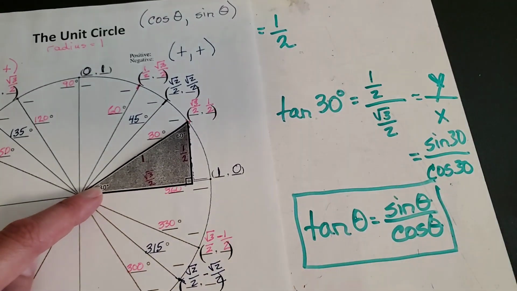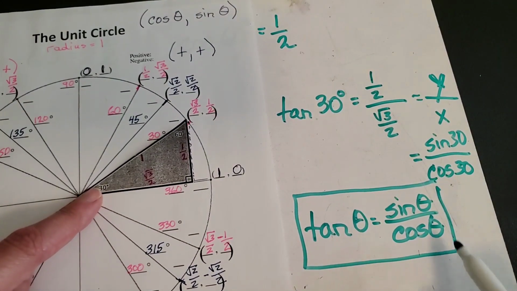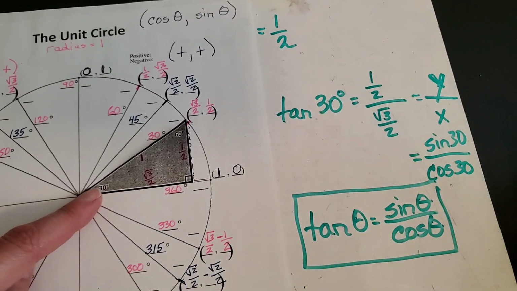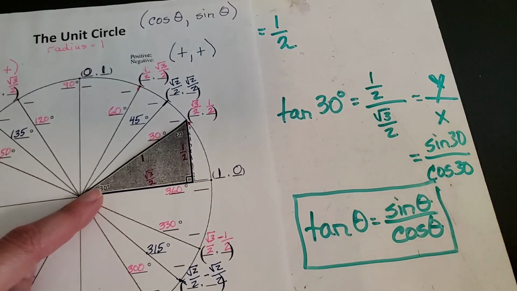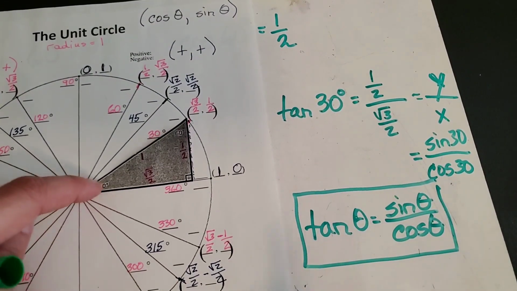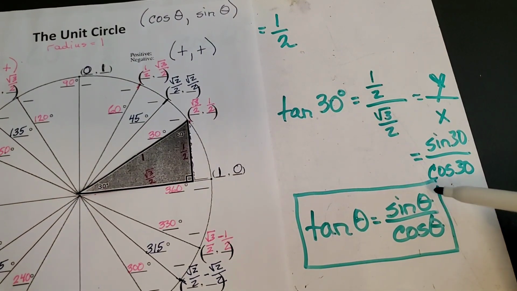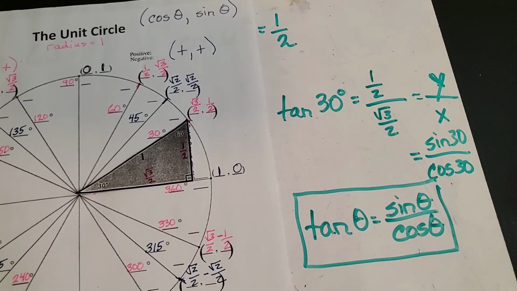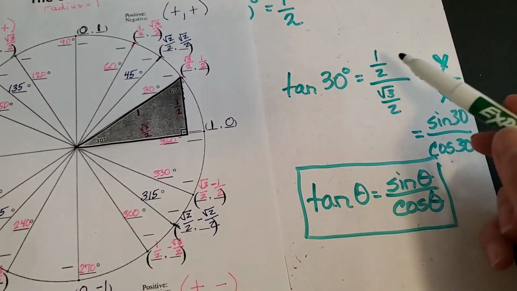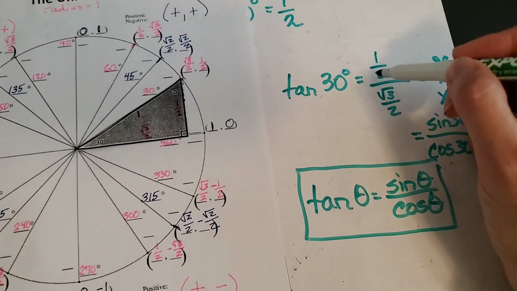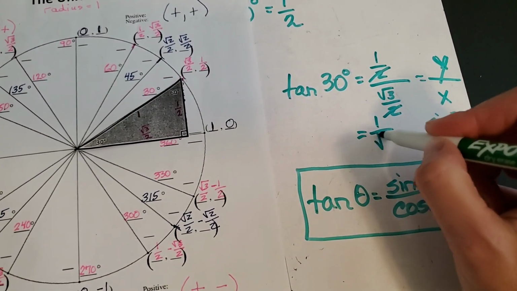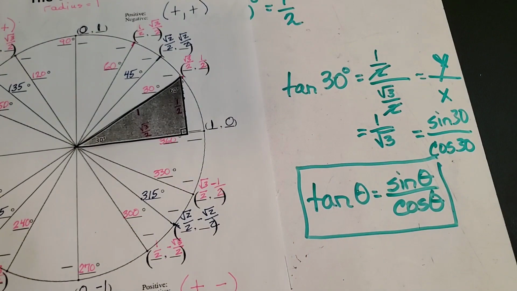This is called a reciprocal definition of tangent, and that is the y-coordinate over the cosine. Notice y over x, that's like slope. Well, we talk about the tangent line, the slope. Y over x, sine over cosine. So if I want to find the tangent of 30 degrees, 1/2 over root 3 over 2, the nice thing is those 2's cancel out. And the tangent is just 1 over root 3.